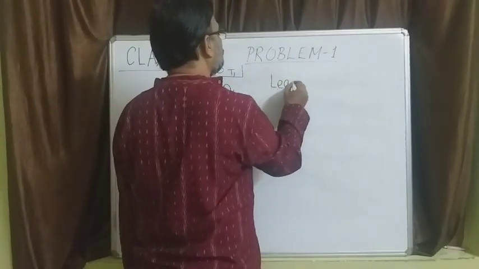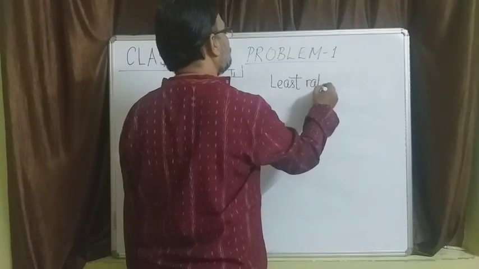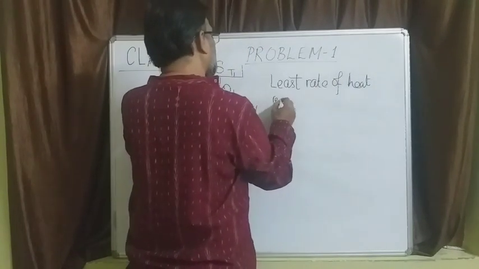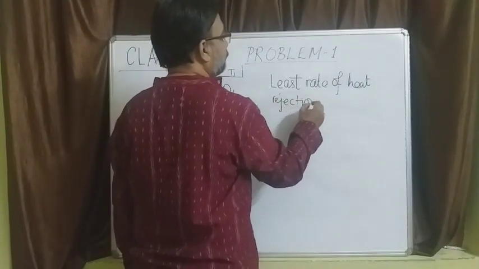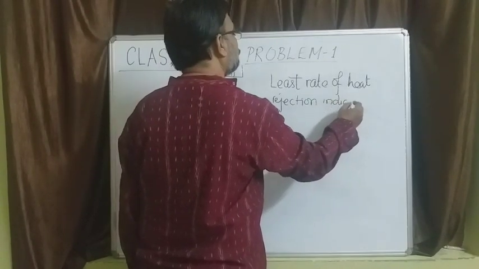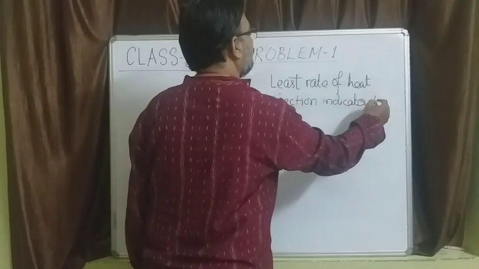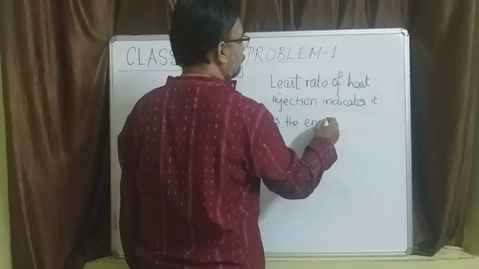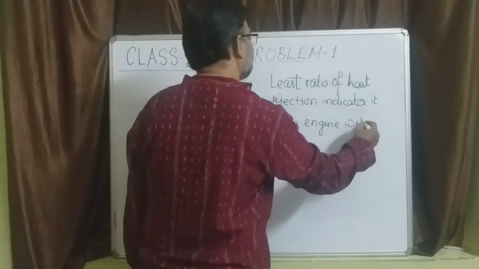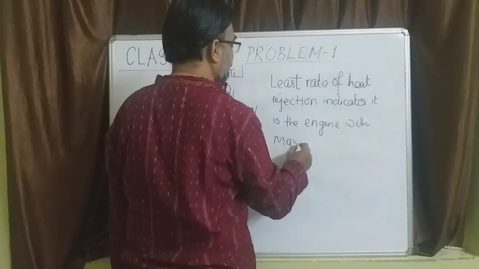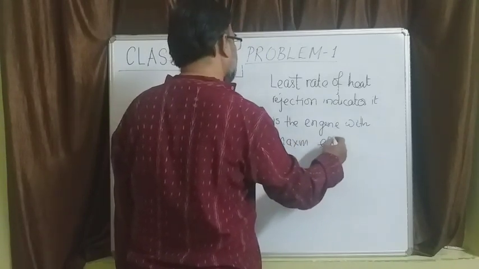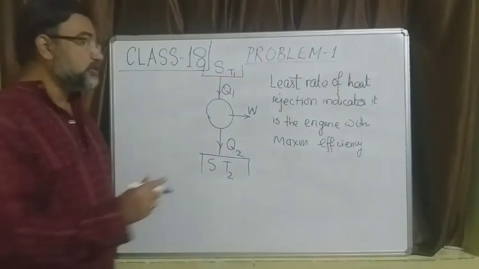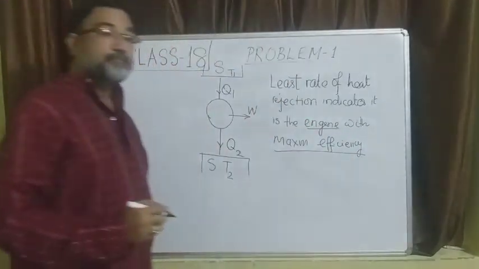Now, least rate of heat rejection indicates it is the engine with maximum efficiency. And an engine with maximum efficiency means it has to be a reversible engine.